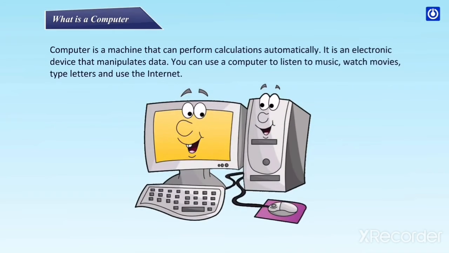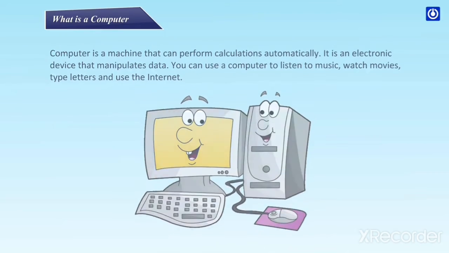A computer is a machine that can perform calculations automatically. It is an electronic device that manipulates data. You can use a computer to listen to music, watch movies, type letters, and use the internet.